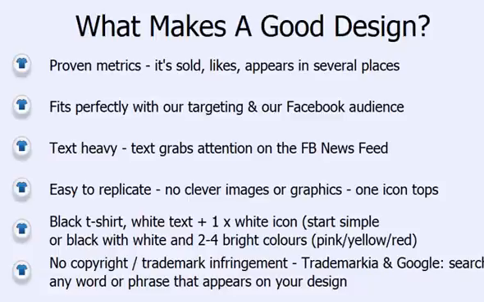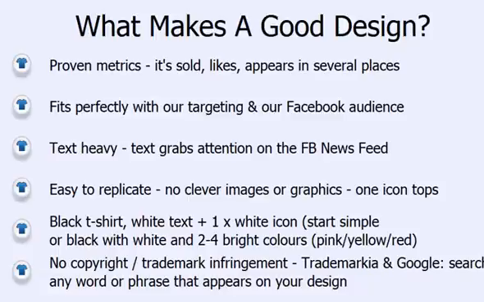So rolling this all together, what it means is that we're going to want a black t-shirt with white text and perhaps one white icon. Okay, so we can start simple, or possibly black with white and 2 to 4 bright colors. If you're going to use multiple colors, I generally suggest that you use bright colors and use them a bit sparingly. So pink, yellow, red, bright green, bright purple. Bright colours work because they stand out on that newsfeed.